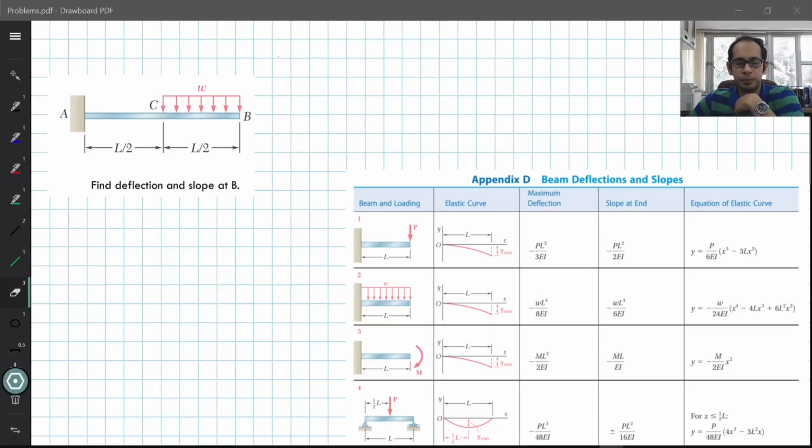So this is the first example problem which we are going to solve using the method of superposition. As you see over here, what we have is a cantilever beam which is partly loaded at the right end, over L/2, with a uniformly distributed load W, right?